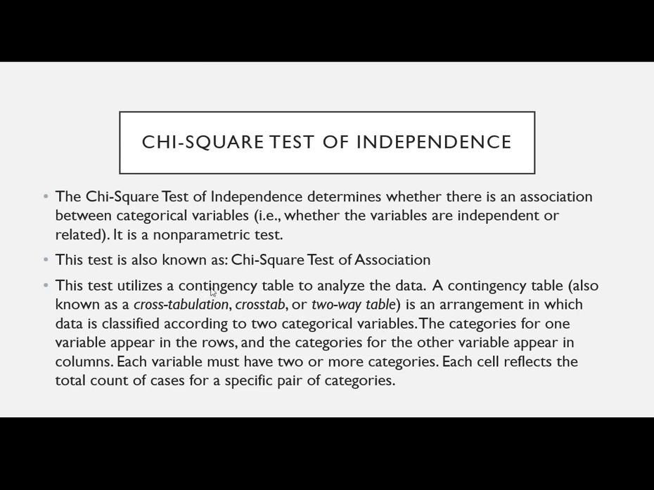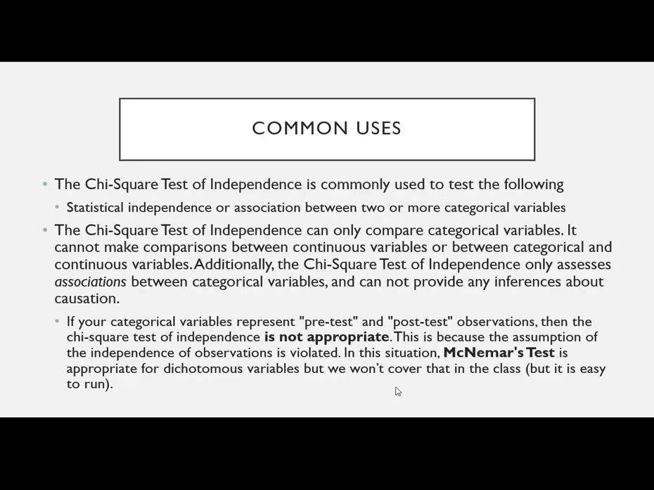A contingency table, also known as cross-tabulation, cross-tab, or two-way table, is an arrangement in which the data is classified according to two categorical variables. The categories for one variable appear in the rows, and the categories for the other variable appear in the columns. Each variable must have two or more categories, and each cell reflects the total count of cases for a specific pair of categories. So it's kind of like correlation, where one point is equal to that person on two different scores, the same with this contingency table.